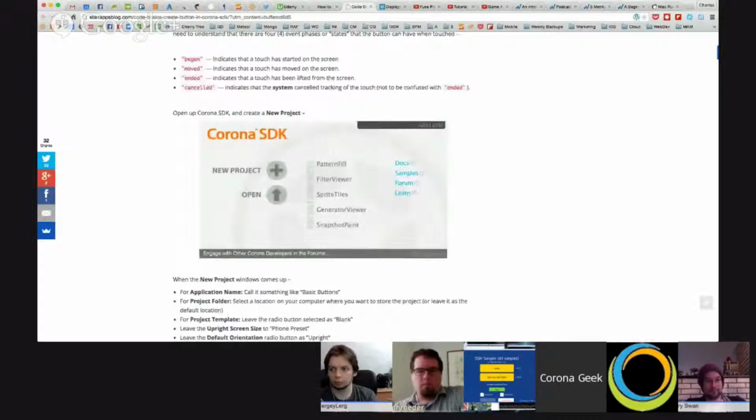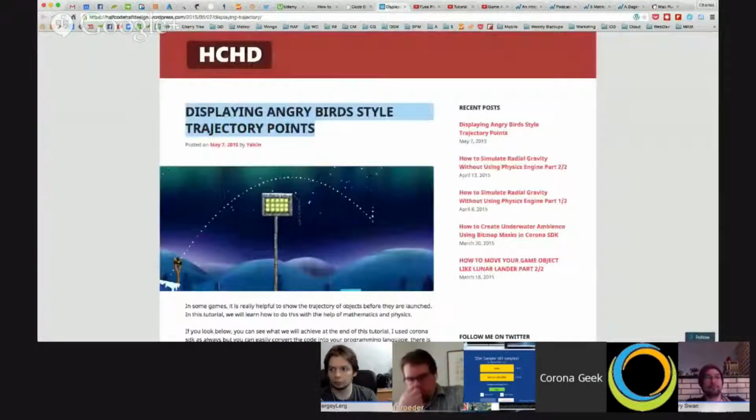Also, let's see here. Displaying Angry Bird style trajectory points, which is basically if you've ever wanted to launch an object sort of like Angry Birds. Here is a blog post, May 7th. Yeltsin put this out, and I don't know if you've checked out his blog before.